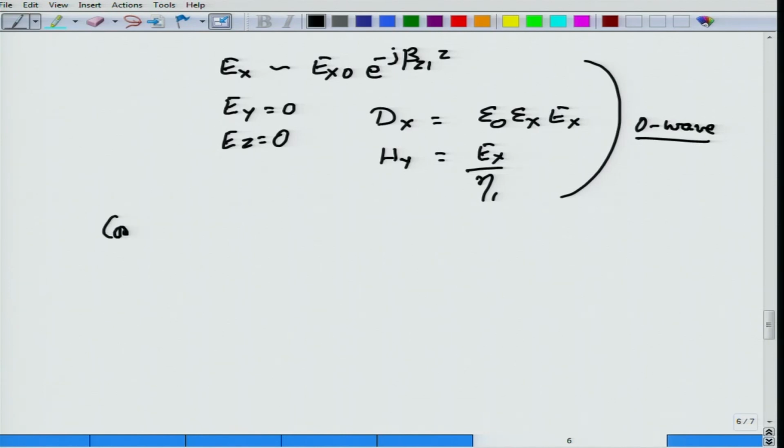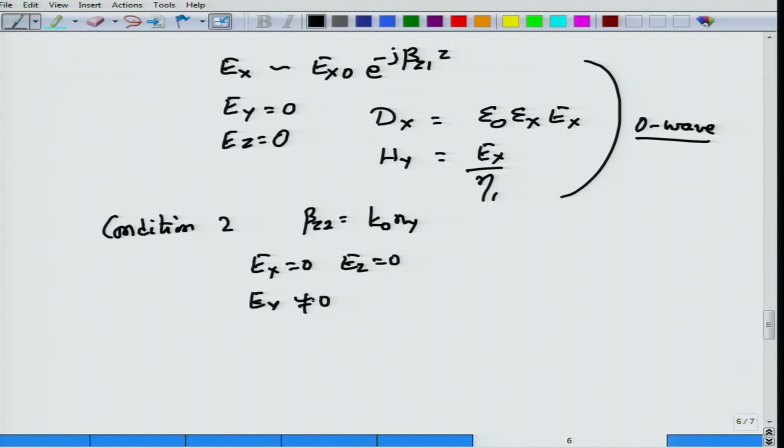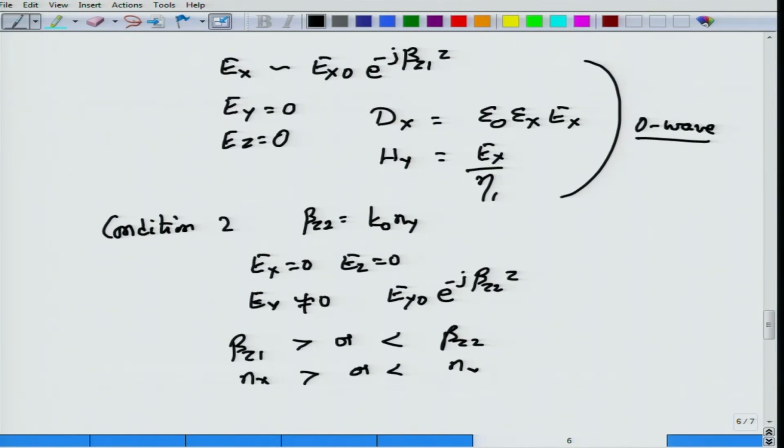You can put in condition 2, and in condition 2 beta z becomes beta z2, given by the square root of k0 square ny square. Sorry about that, this should be k0 into ny. You can then show that Ex will be 0, Ez anyway is 0, but Ey is not 0. Ey will be some constant Ey0 e power minus j beta z2 times z. And you can clearly see that beta z1 can be either greater or less than beta z2, depending on whether nx is greater or less than ny.